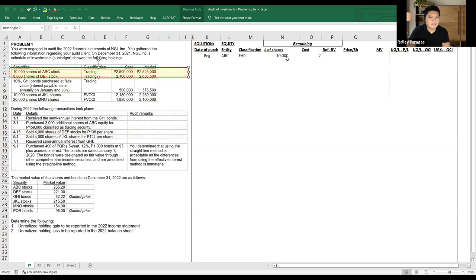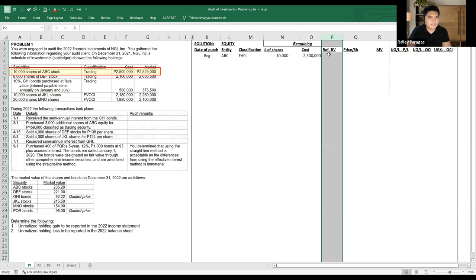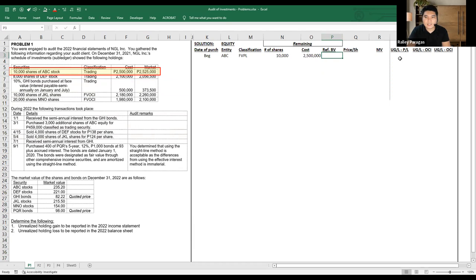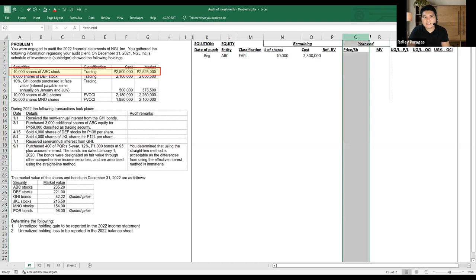2.5 million pesos. In terms of the reference book value, sir, what is the importance of that reference book value? Remember, what we're trying to calculate here is the unrealized gains and losses, or the changes in the fair value. So we put the reference book value in our tabular presentation to know what we compare the year-end market value against. Okay, year-end market value.